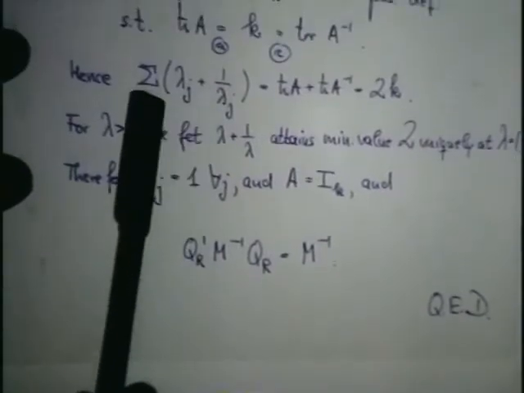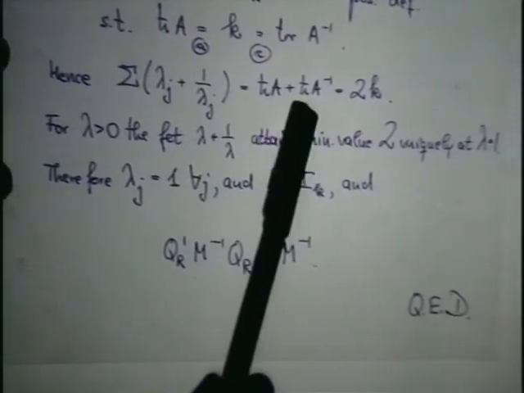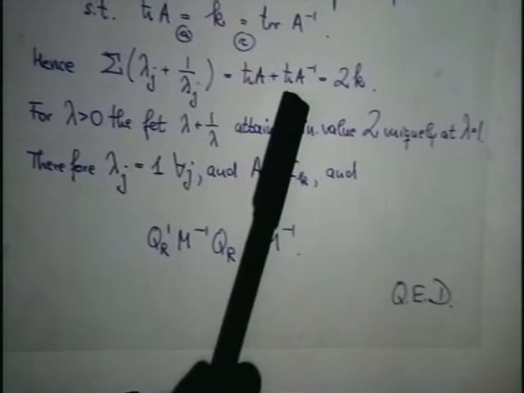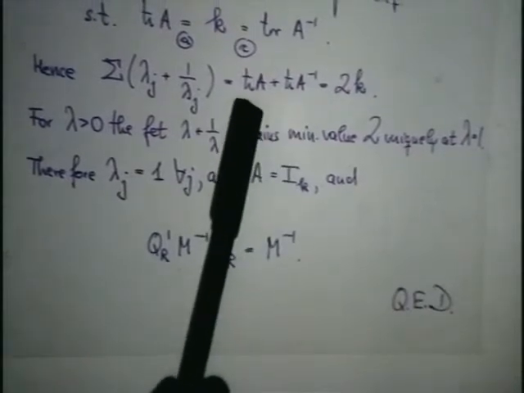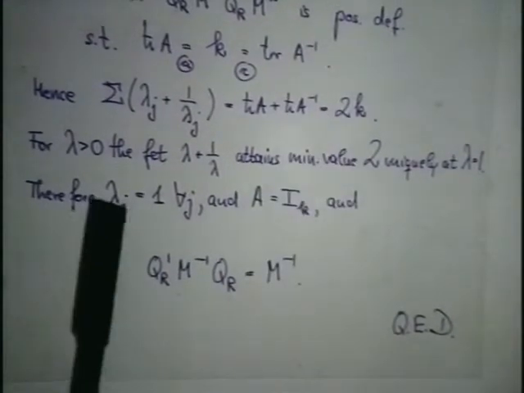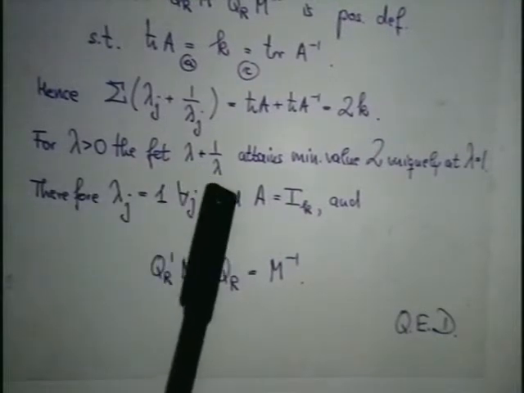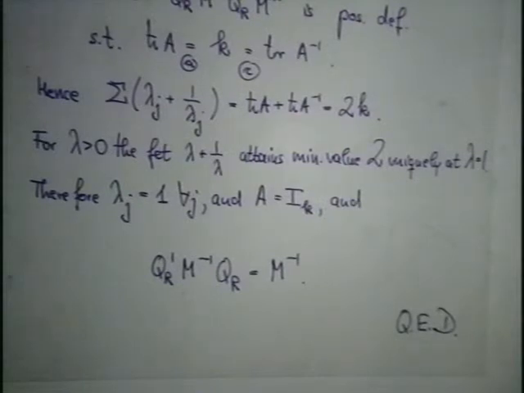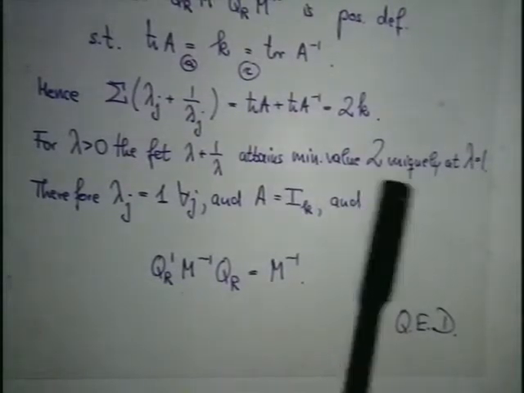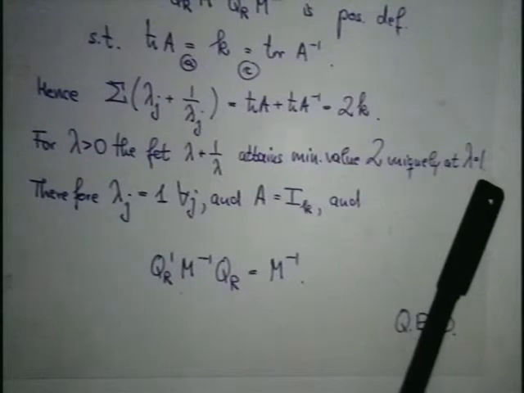We look at the eigenvalues. Let's look at the sum of the eigenvalues plus the inverse eigenvalues. The first thing here is the trace of A, plus the sum of 1 over the eigenvalues is the trace of the inverse matrix. Now we know that the first term is equal to K, so is the second, so the sum is equal to 2K. But the function which takes a positive lambda into lambda plus 1 over lambda is like a big bathing tub, and has a minimum value 2 exactly at lambda equal to 1.